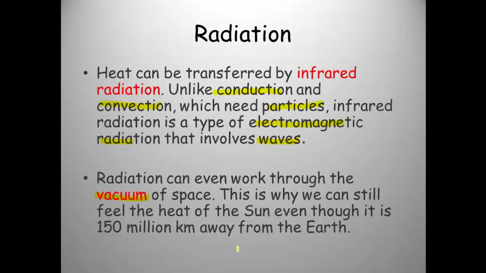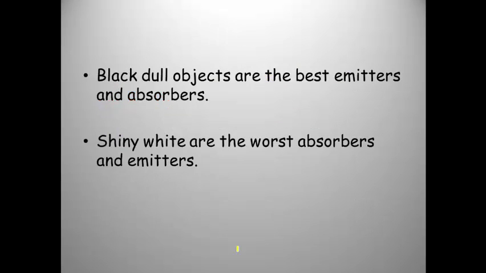Now, the thing you need to know about radiation is that when objects are hot, they emit infrared radiation, but objects can also absorb infrared radiation. What you need to know is that black dull objects are the best emitters and absorbers, and shiny white objects are the worst absorbers and emitters.